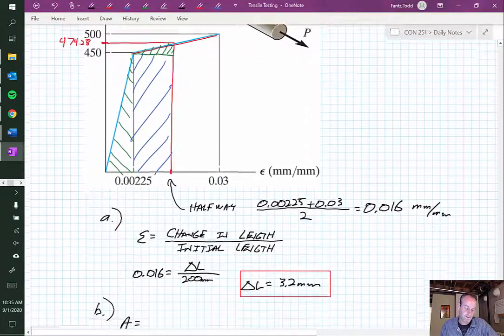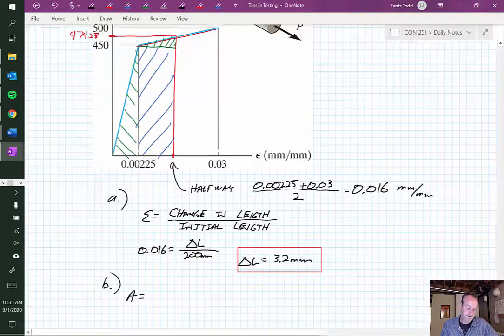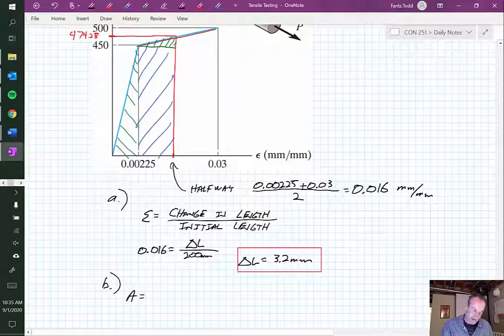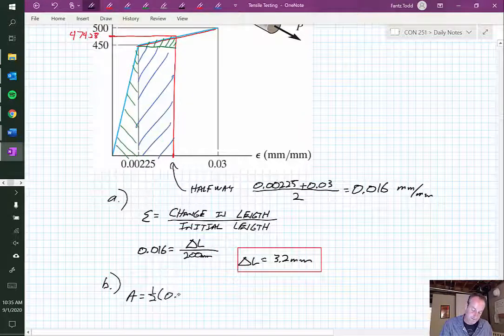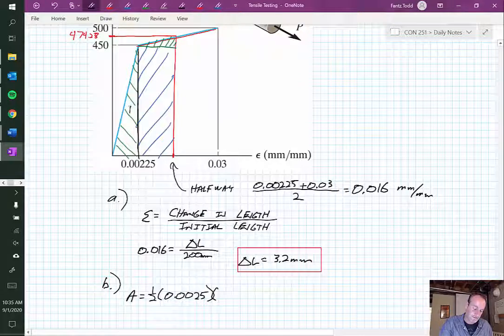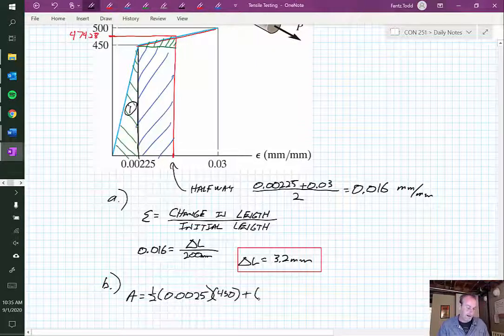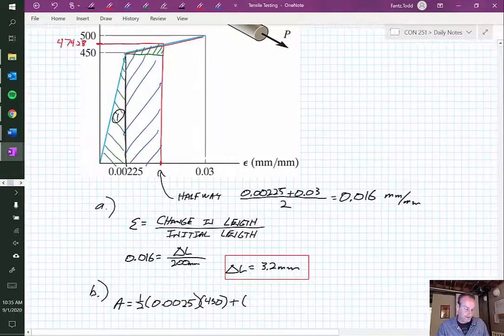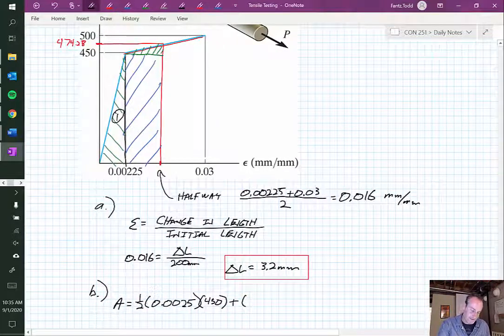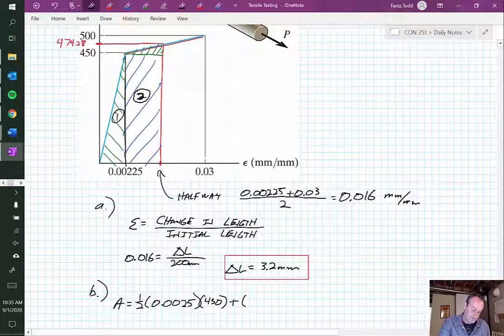But anyway, so what's the total energy at that point that's stored by the rod? I have 1/2 the base times the height is the area of a triangle. So 0.0025 is my base. So this is this area right here. I could call it area 1, right? And that would be the resilience of this material. 1/2 the base times, and then how high is it there? It's 450. And I'm going to add on this rectangle. I'll call this 2.